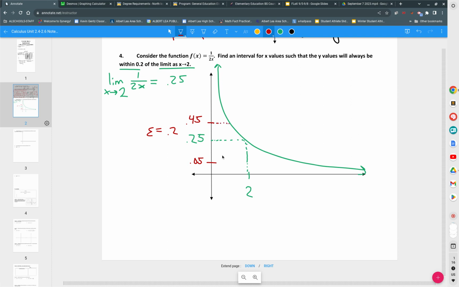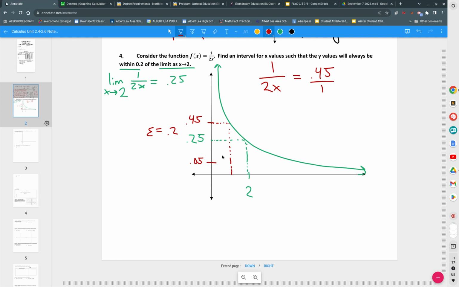We just go over here and down. I want to figure out the x value that corresponds with a y value of 0.45. What is the x value that corresponds with a y value of 0.45? And I can do that. I just say, when is the y value equal to 0.45? When is the function equal to 0.45? That's going to allow me to solve for x, which leads me to delta.